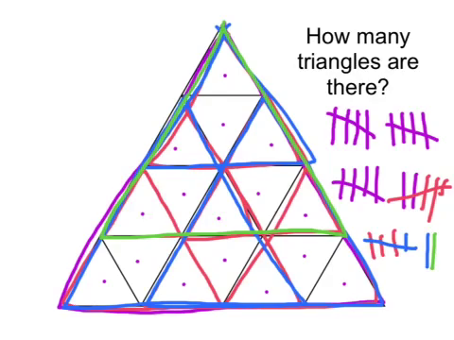So far I have found 5, 10, 15, 20, 25, 26, 27 triangles. So now you can see that in a picture there might be more than one of that shape in that picture.